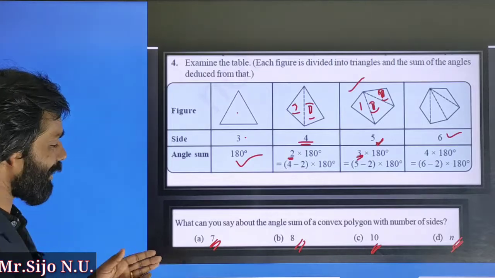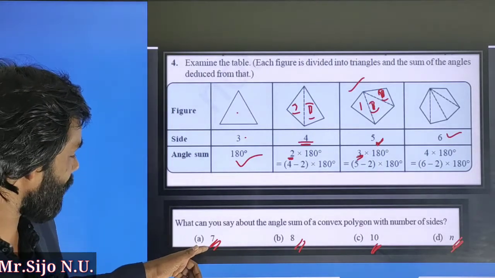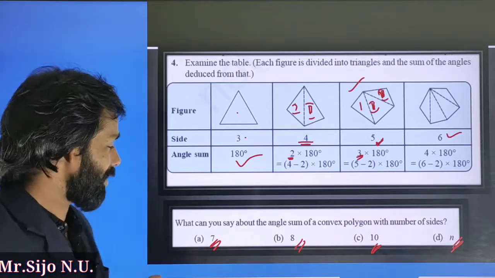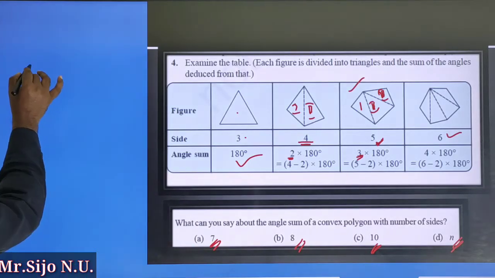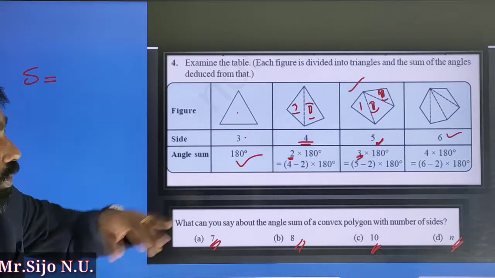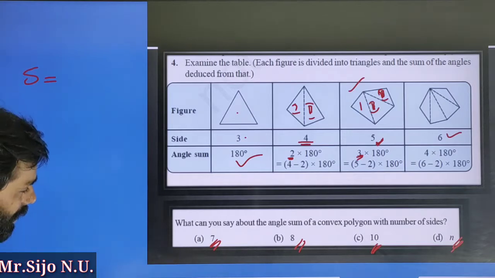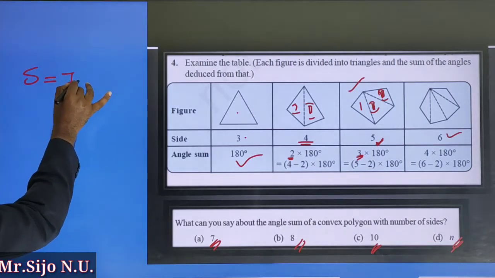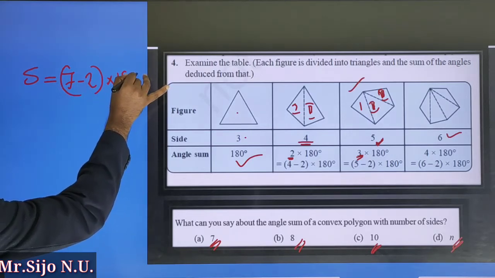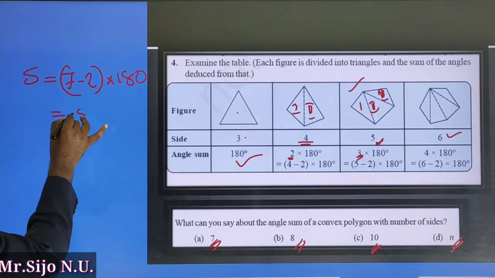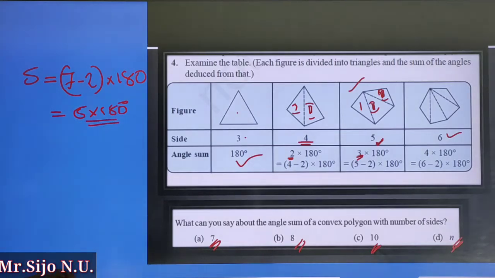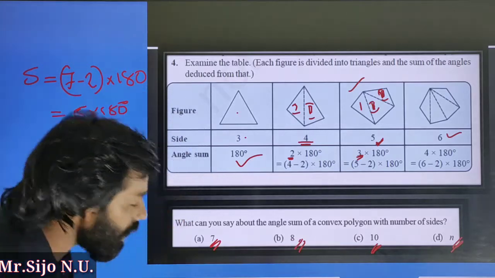So here we can say the answer now. Here we have to consider a polygon with 7 sides. So how can we get the answer? Yes, the sum of the angles should be (number of sides minus 2) into 180. That is the relation. So it should be 7 minus 2 into 180. What is that? It should be 5 into 180. So that should be the answer. So what about the case of the second one, B? Number of sides 8.